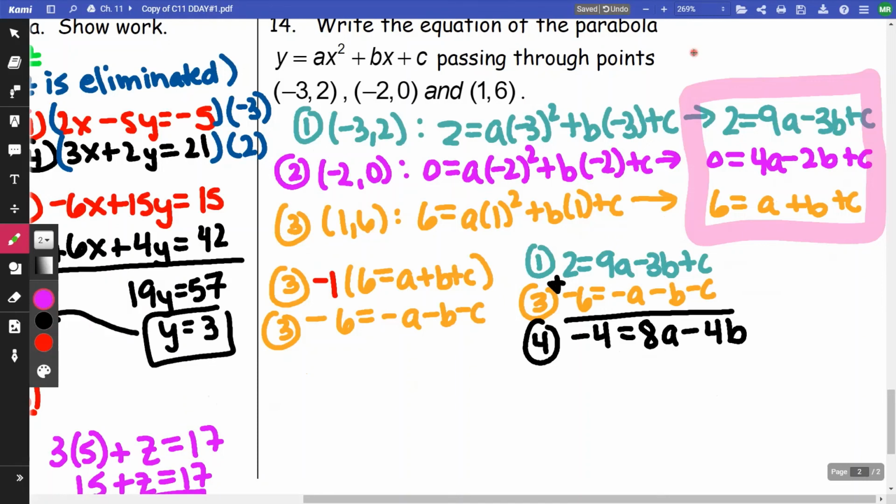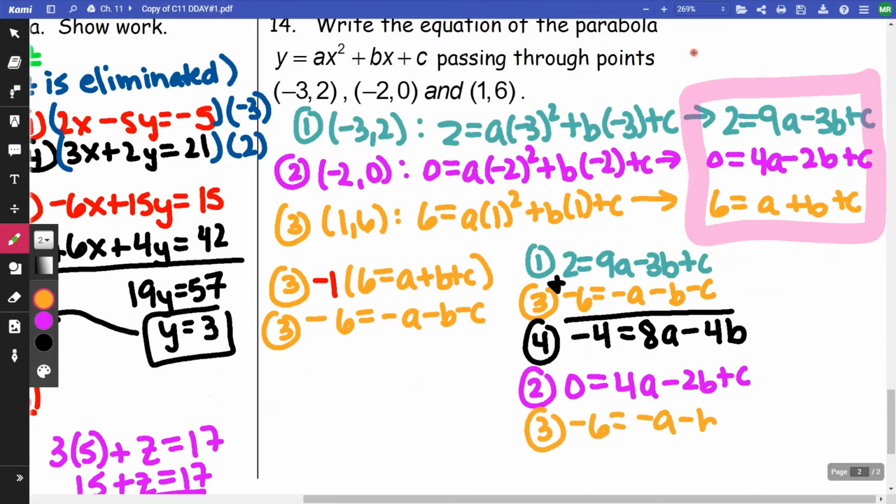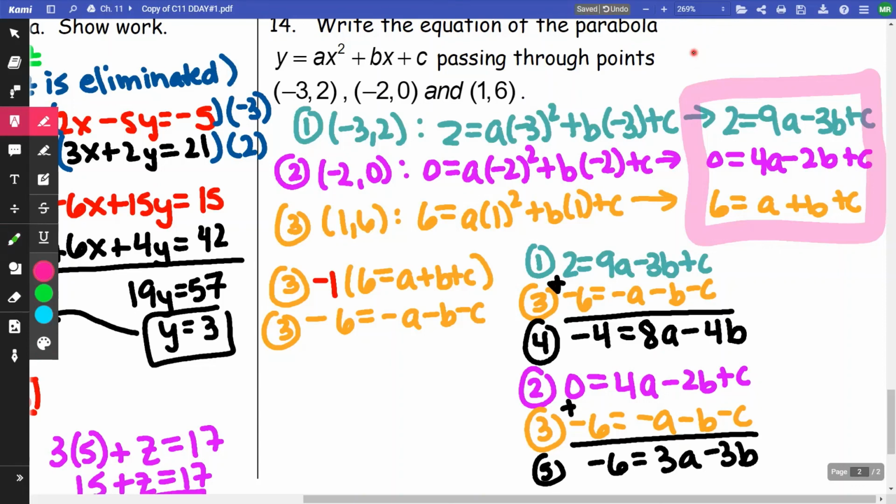So the other one, I'm going to be taking number 2. I am going to be having 0 is equal to 4a minus 2b plus c. I'm going to take my 3, which is -6 is equal to -a minus b minus c. Add those two equations together. Get -6 is equal to 3a minus 3b. This I'm going to call equation 5. Now, both of these equations, this one here and this one here, that's the system I'm going to solve.